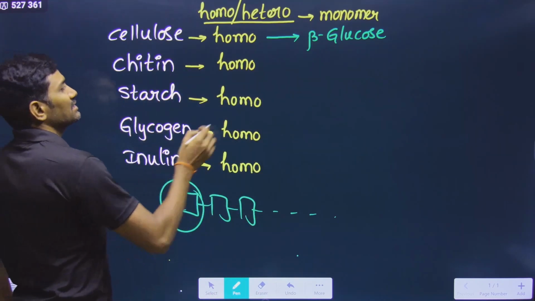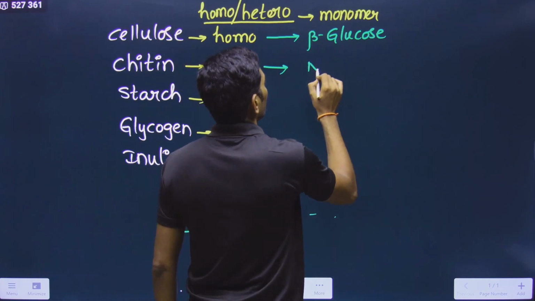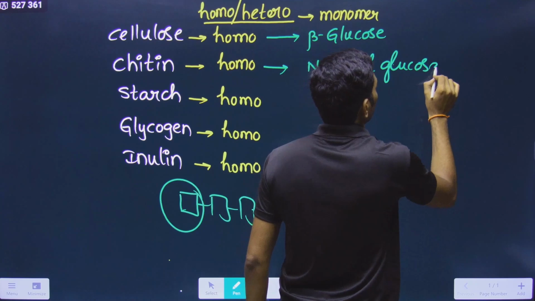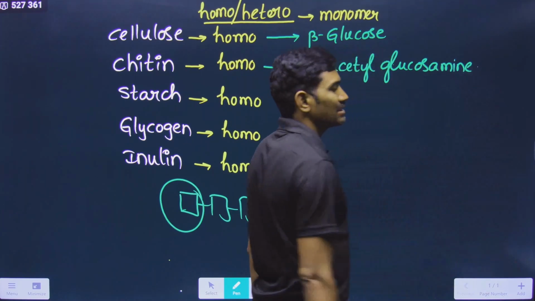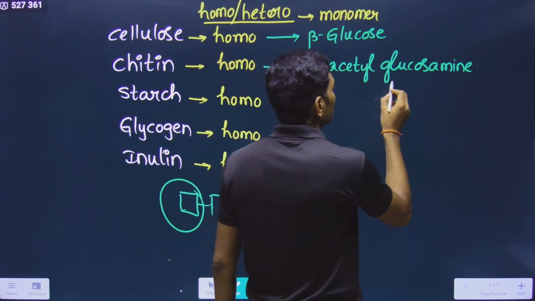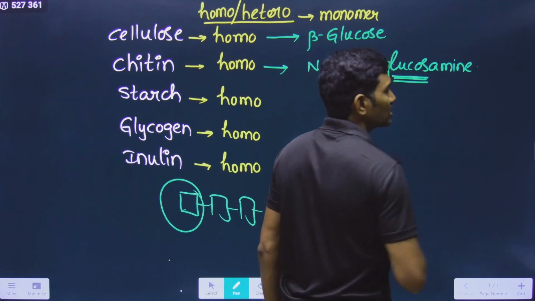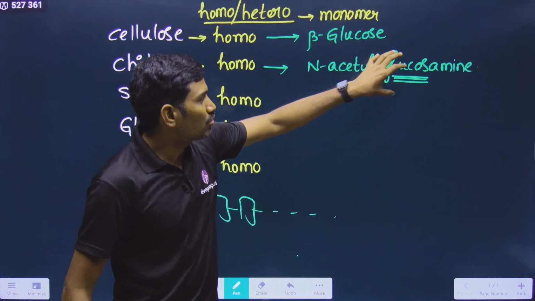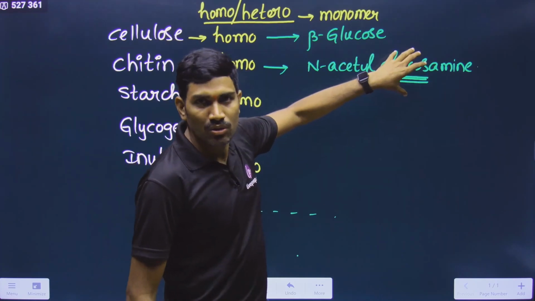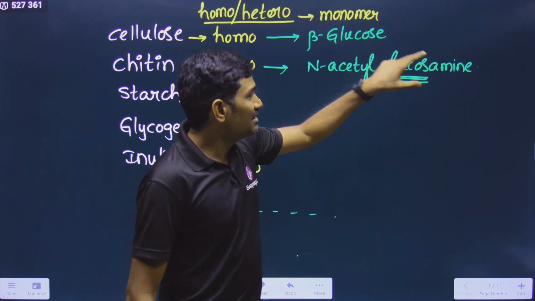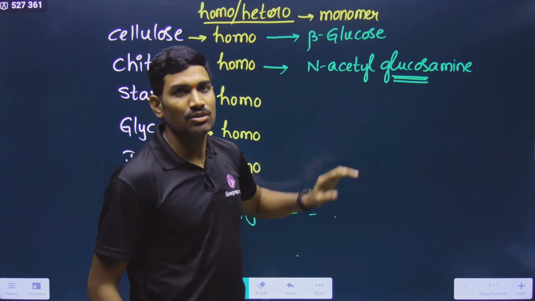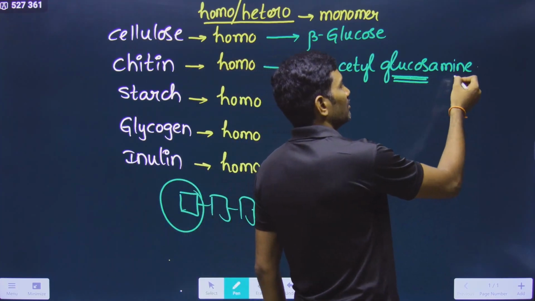Next one, in the case of chitin, N-acetyl glucosamine is present. That means it is some complex molecule. Why is it a complex molecule? It is not just glucose. To the glucose, an amino NH2 group is attached. And in this amino group, N is there, no? To that N, an acetyl group is attached. Please remember this.